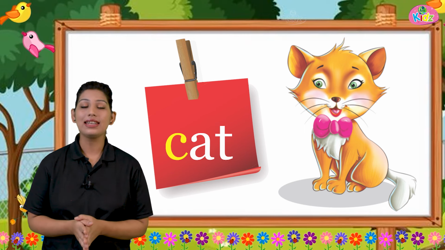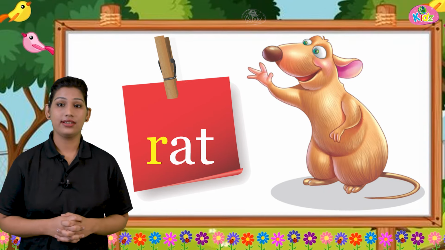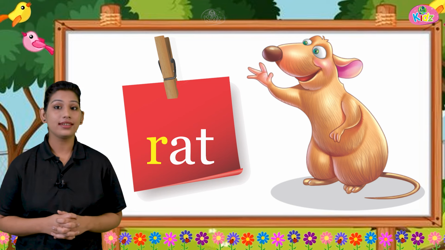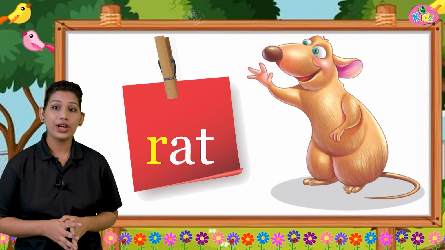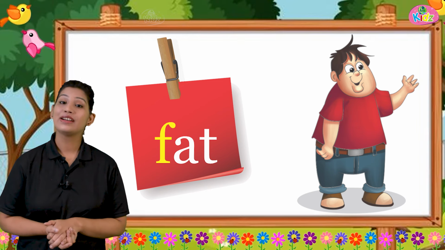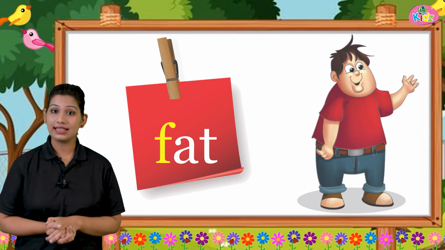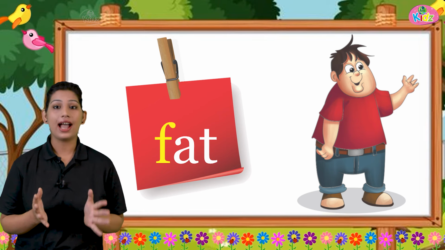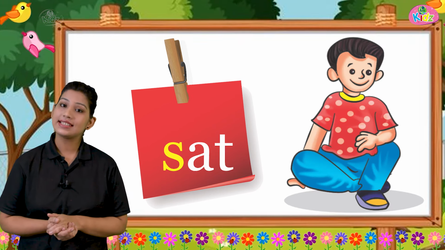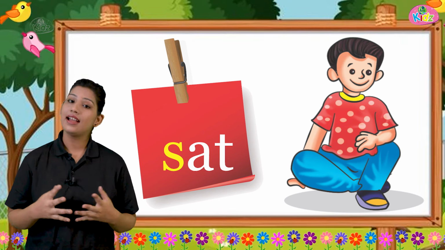K, at, cat. Then comes r, at, rat. R sounds r. At sounds at. R, at, rat. F, at, fat. F sounds f. F, at, fat. S, at, sat. S sounds s. At, at.